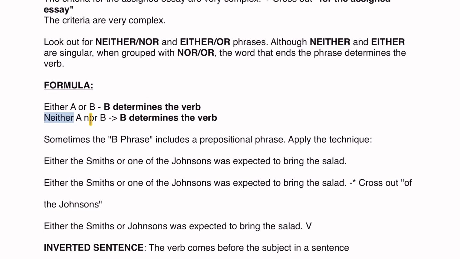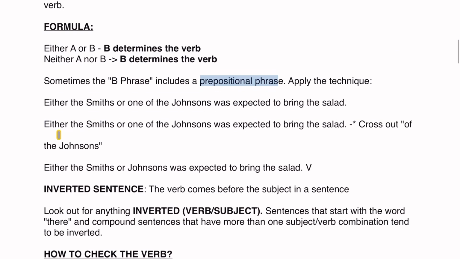Now come to neither, same rule. Neither A nor B, again B determines the verb. Sometimes the B phrase includes a prepositional phrase. The word B may also have a prepositional phrase inside it. We go back to the rule of canceling the prepositional phrase. Look at this tricky example. Either the Smiths, the Smiths family, or one of the Johnsons was expected to bring the salad.